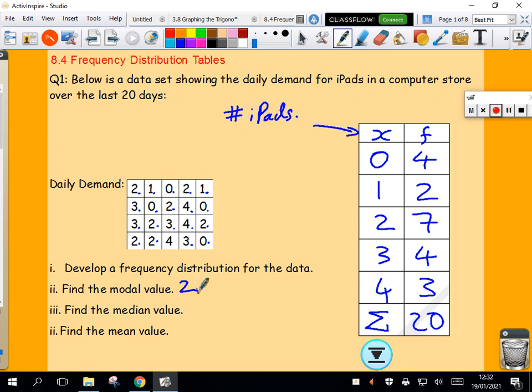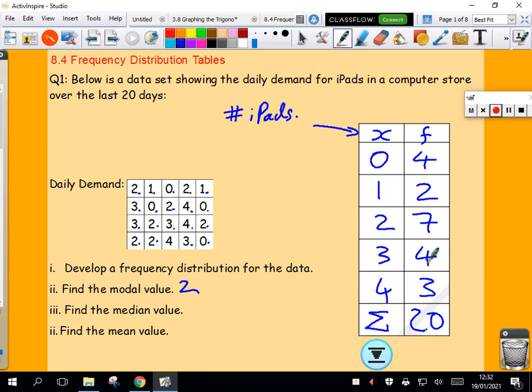Find the median value. Well, there are an even number of values. What I've got to remember when I'm looking at a frequency table is that this is just a big list. This is actually a big list that would have 20 things in it. The first 4 of them would be zeros, then 2 1s, then 7 2s, and then 4 3s, and then 3 4s, if I was to write that list out.